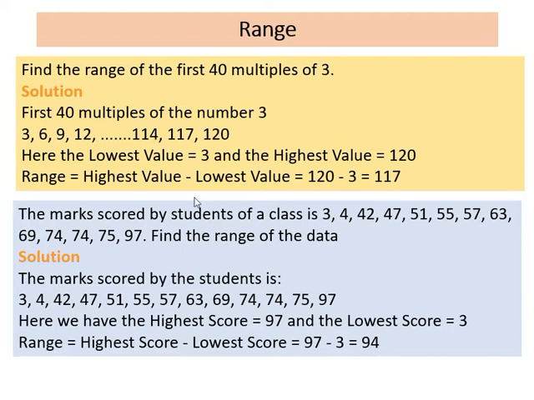Now you have another data set, the marks scored by students in the class, and the marks are given here. They are already arranged in ascending order. If you are given the data without an order, you have to first arrange it in ascending or descending order, then find the highest value, that is 97 here, and the lowest value, 3 here. The range is equal to highest score minus lowest score, that is 97 minus 3, equal to 94.